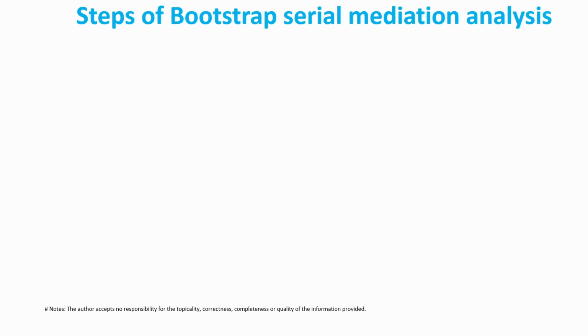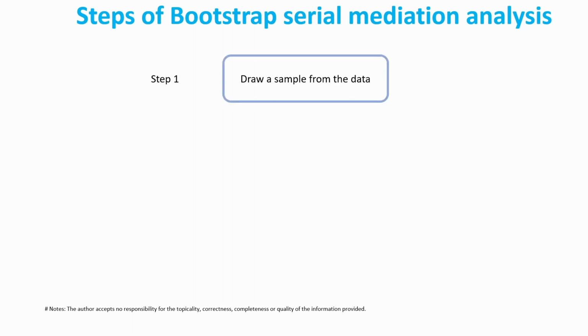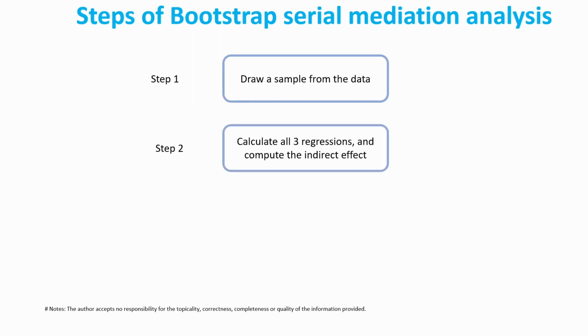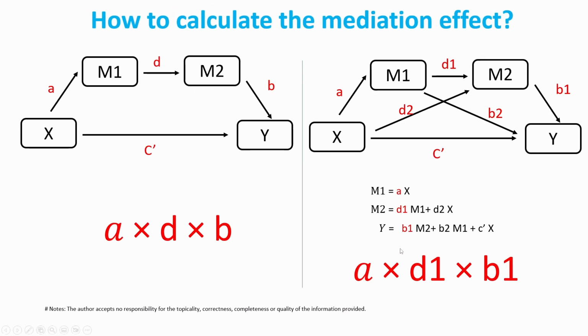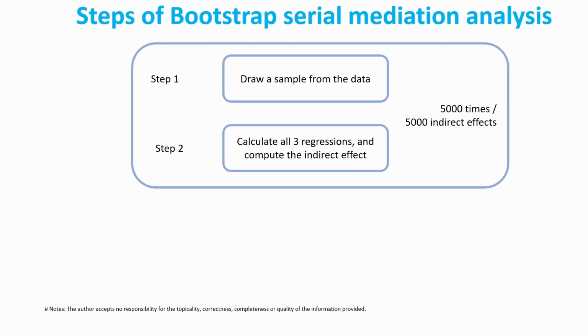Another question we need to know is how we could do bootstrapping to calculate the indirect effect and the 95% confidence interval. The first step is that you have data, then you draw a sample with replacement from the data. Then you calculate all three regression models, and you get the indirect effect. So you draw one sample, calculate all three regressions, calculate the indirect effect, and get one indirect effect. And then you do this 5,000 times.